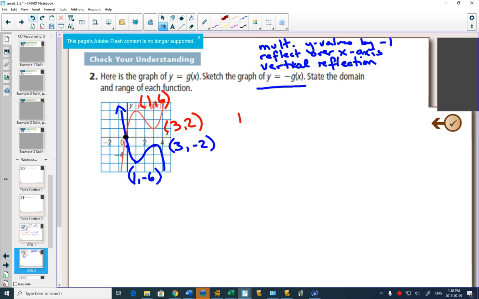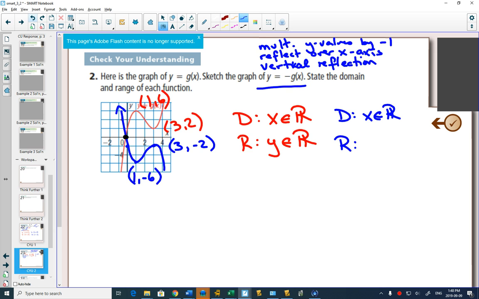For this one, for our red graph, the domain is everything. The range is everything. In our blue graph, the domain is still everything. The range is still everything. Questions for practice on this one are 4, 5, 6, 10, and 11.